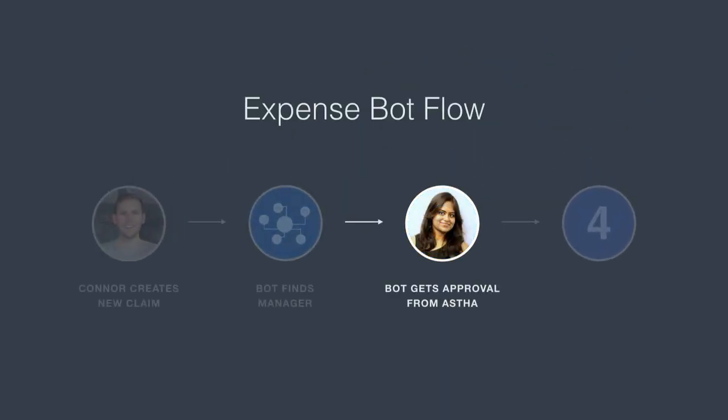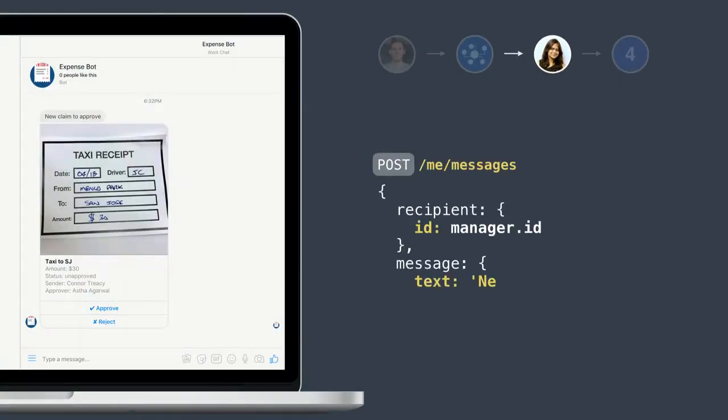After getting the manager's ID, the bot needs to send a message to the manager to get approval. Again, it makes a Graph API post call to send a message. As before, it specifies a recipient and sends a text message.